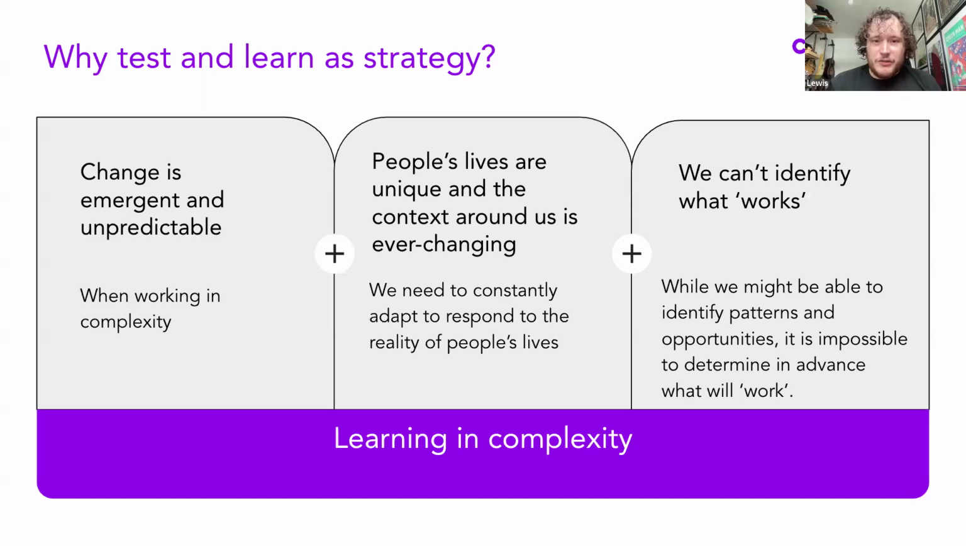We also know that people's lives are unique and the context around them is ever changing. And so we need to be able to adapt to people's lives and the reality of people's lives. Sometimes those contexts change very quickly, sometimes more slowly. It's probably fair to say that the last 5 years or so have been a rapid context change. You think about the pandemic and then the subsequent cost of living crisis, energy bills and things like that. Those contexts have changed very quickly, and we need to be aware of the factors in which people's lives are lived, in order to best respond to people's needs.